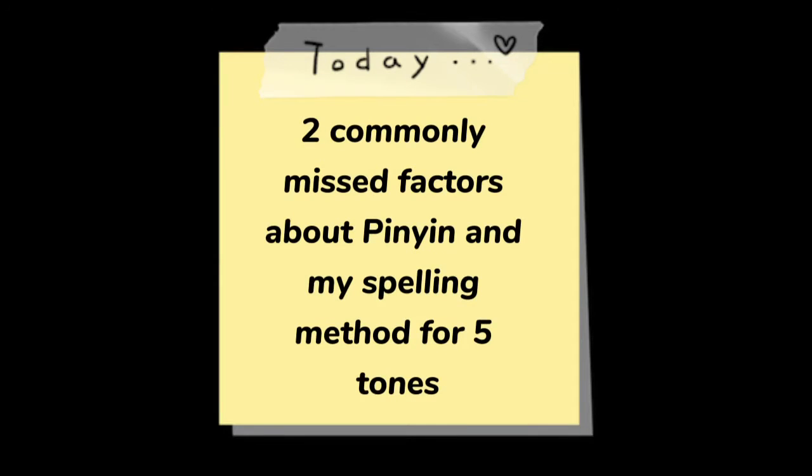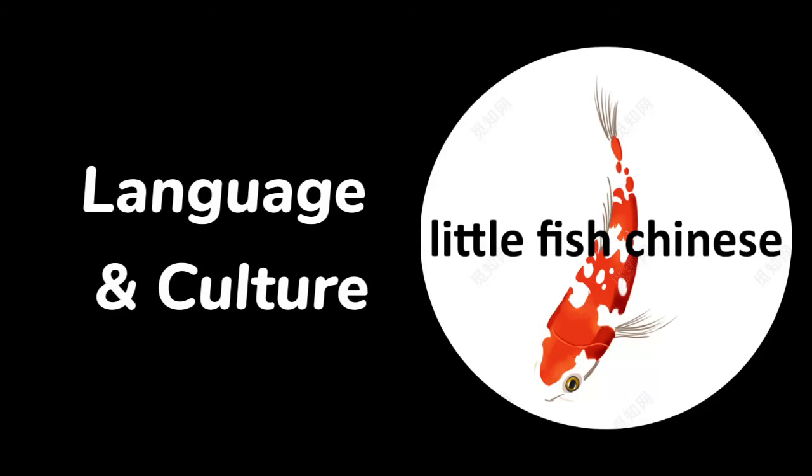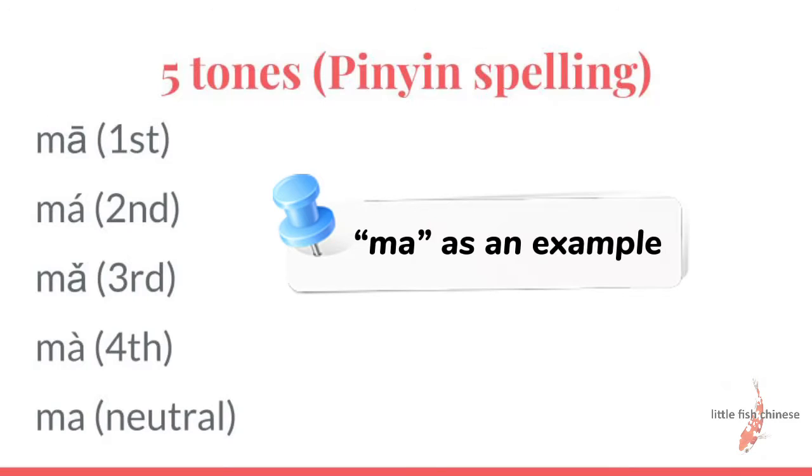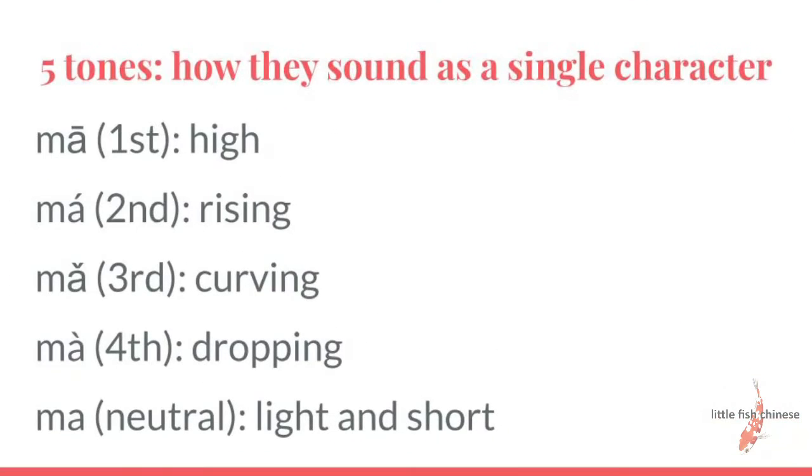Today's topic is about two commonly missed factors about Pinyin and my spelling method for 5 tones. First, why do I say there are missing factors? The short answer is that the 5-tone marks don't reflect the actual sound of speaking fully. Let's take a look. When you start to learn Mandarin Chinese, most likely this is the 5-tone spelling you will see. And the 5 tones sound this way.